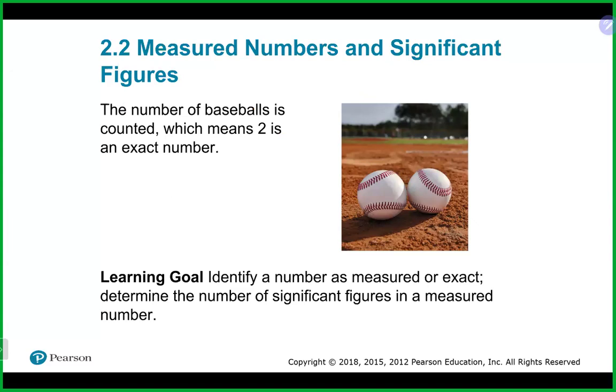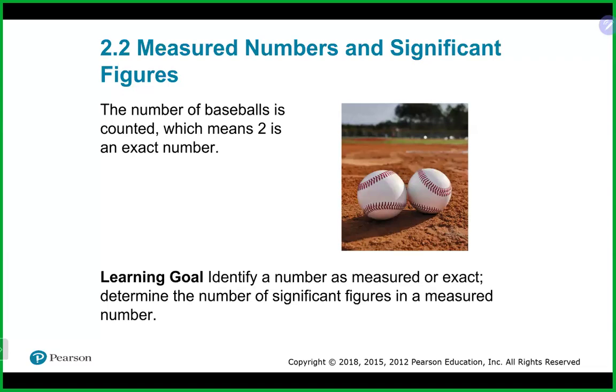Now, there's really two types of numbers that we come across. There are measured numbers, which are numbers that, much like the title implies, you did some type of measurement to get them. And with measured numbers, they will have a specific number of significant figures based on how you did the measurement, what equipment you used to do the measurement.